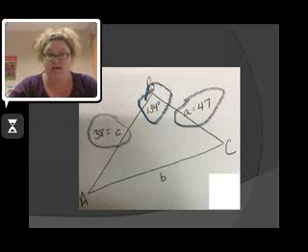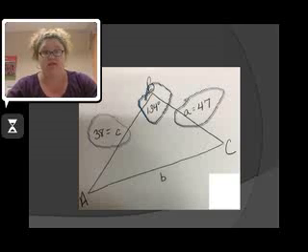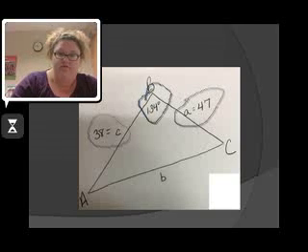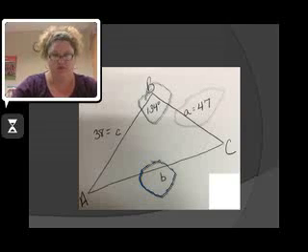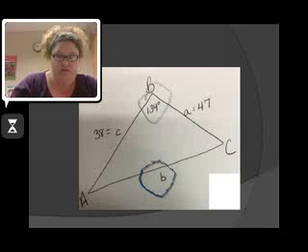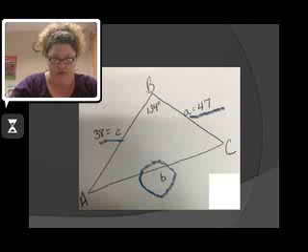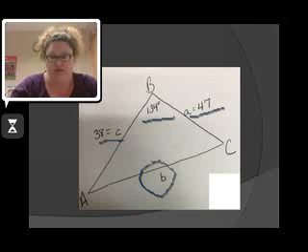Alright, so I'll just go ahead and give it away. The next slide tells us what we're trying to solve for, but we're going to be solving for side length b. Now, since this is an obtuse triangle, and since we're given 2 side lengths and 1 angle measure, we're going to use our law of cosines.